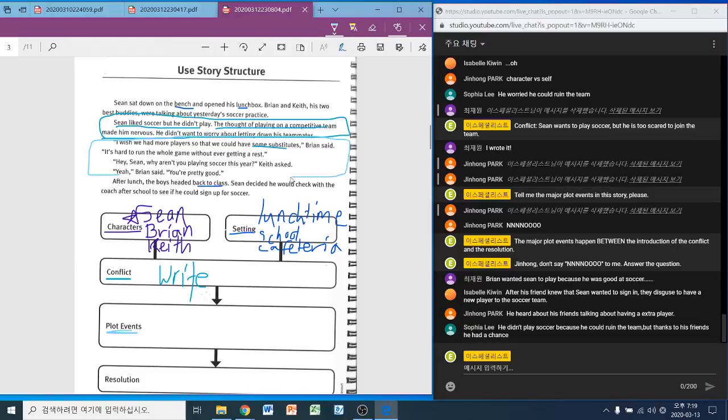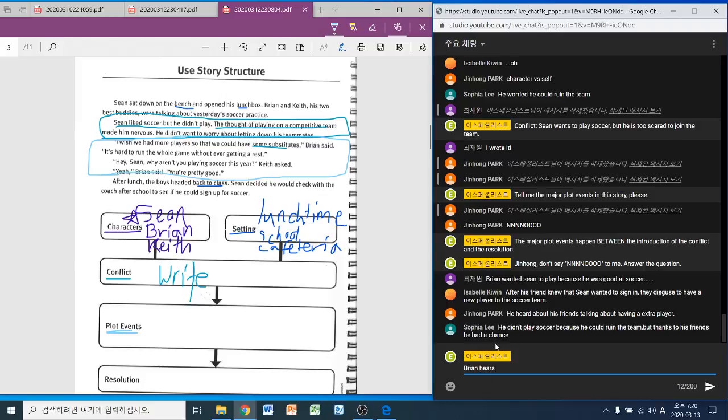This color is so similar to the other color. We're too close. Alright. So Sean hears his friends, Brian and Keith, talking about wanting more players on their soccer team. Okay. Or we can just say Brian and Keith say they wish they had more players on their soccer team. Okay.